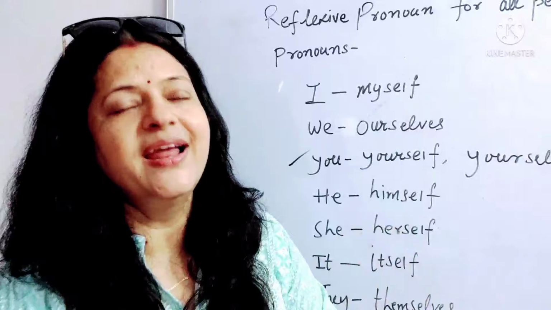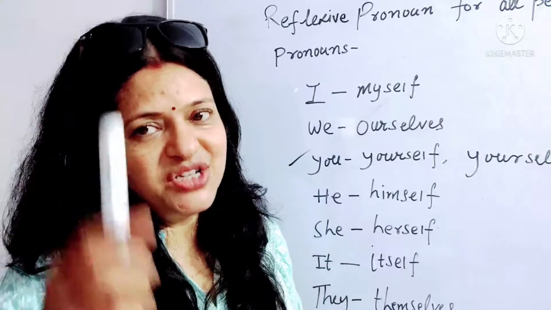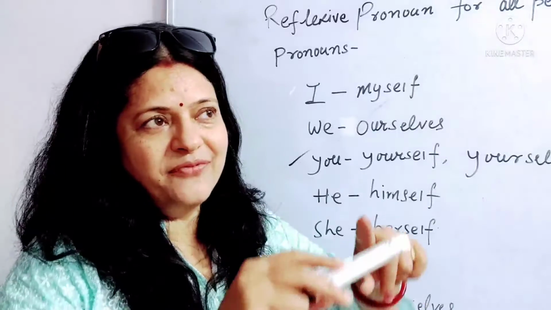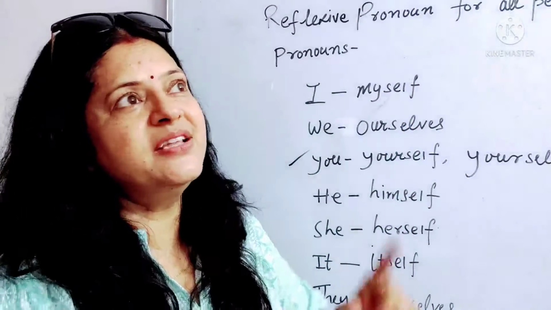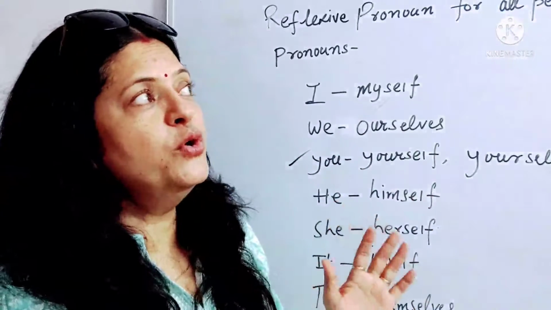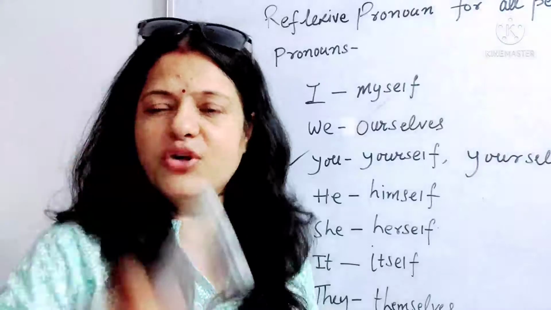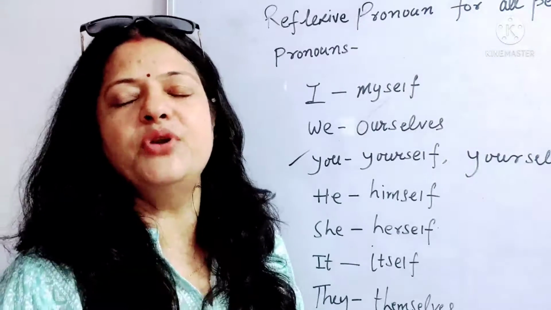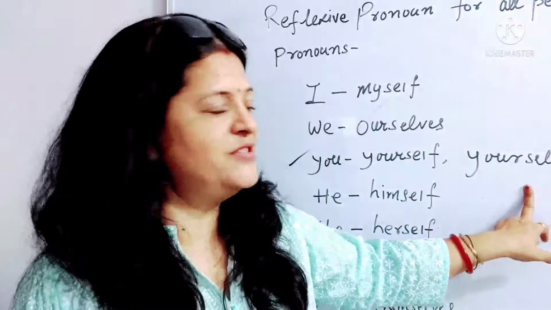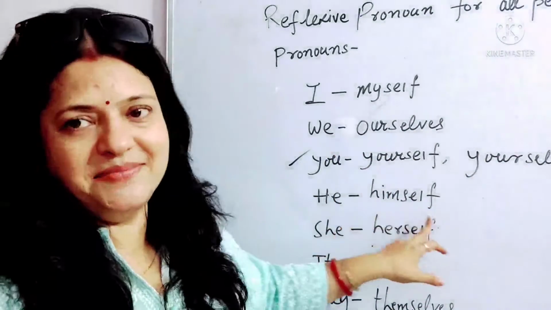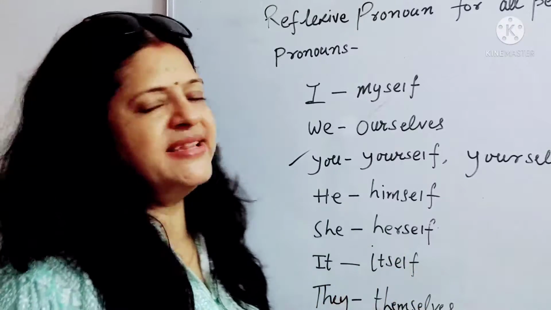Suppose a class is there and some students are there and I am telling them that you have done this work yourselves. You have painted this picture yourselves, or you have made this timetable yourselves. So I'm not talking about one person. I'm just talking about a group of persons. That is why I've used yourselves for it. Now he, himself; she, herself; it, itself; they, themselves.